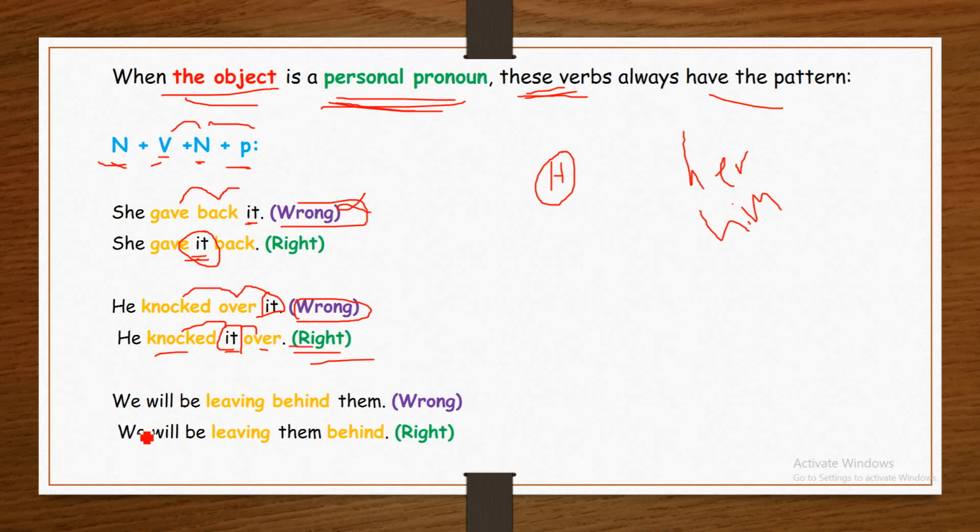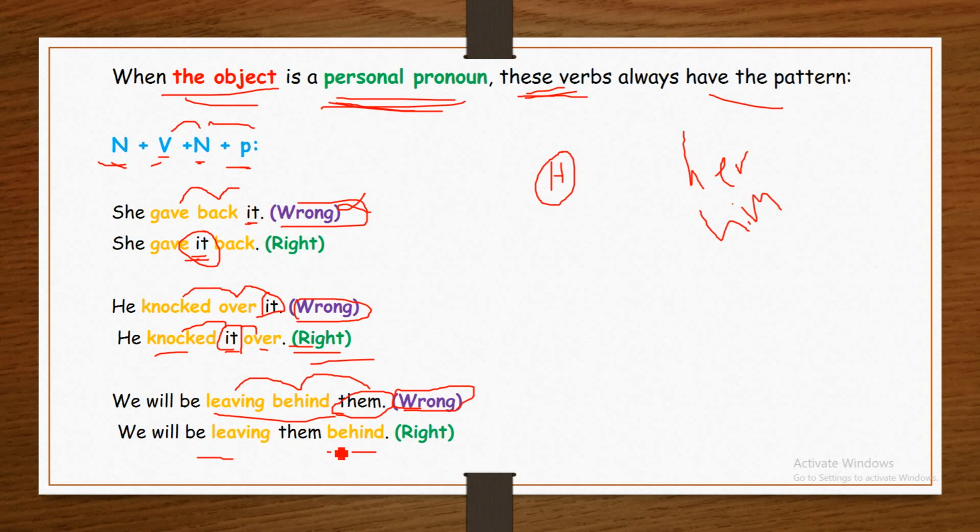The last example. We will be leaving behind them. Them is a personal pronoun which comes after the verb and the particle. Therefore, it is wrong. Why is it wrong? Think about it. Because, as I told you, when the object is a personal pronoun, it must be between the verb and the particle.